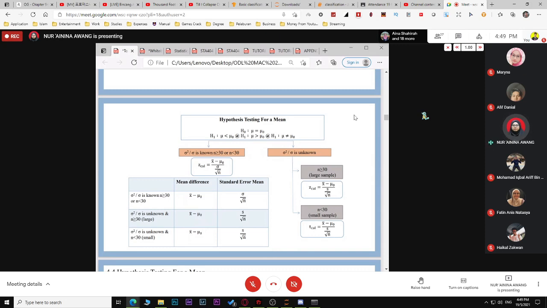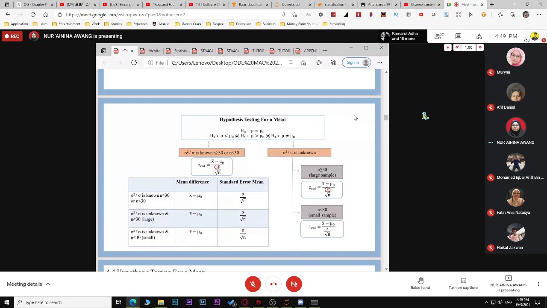Okay, so we will have two cases. Either the variance or standard deviation for the population is known or unknown. So if known, we will use z calculated, and this one will be sigma, the standard deviation for the population. But if the variance or standard deviation for the population is unknown, we will look at the sample size, either n is more than or equal to 30 or less than 30. Okay, if n is more than or equal to 30, we will use z calculated, and here the standard deviation for the sample. But if n is less than 30, we will use the t distribution, and this is the formula.